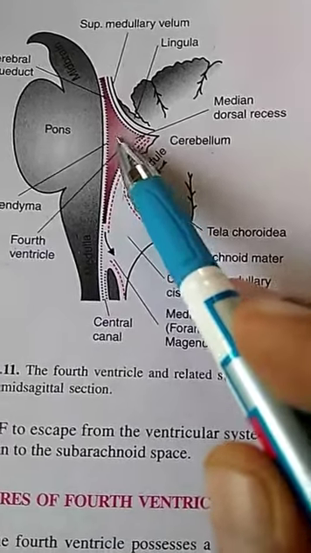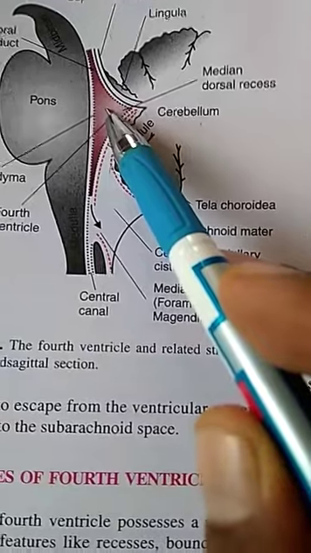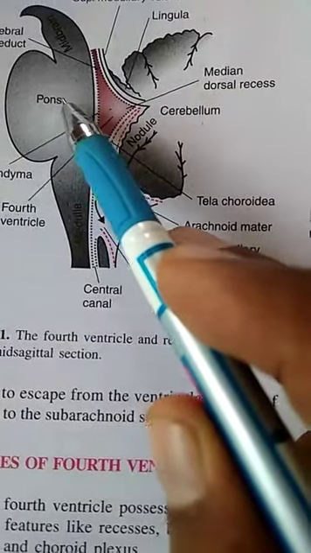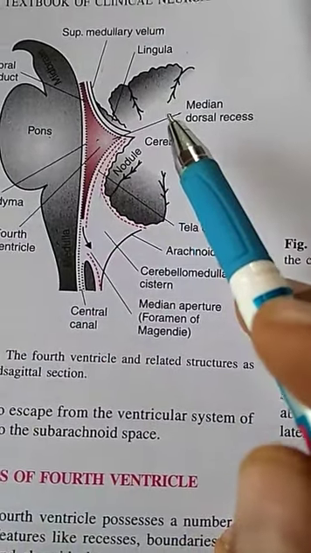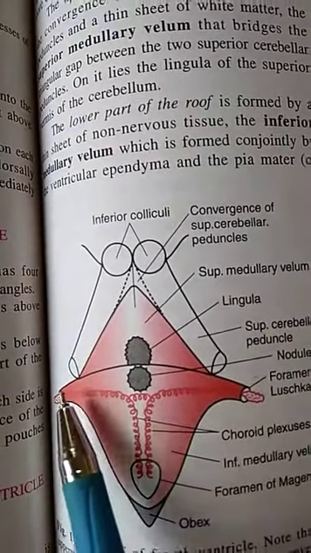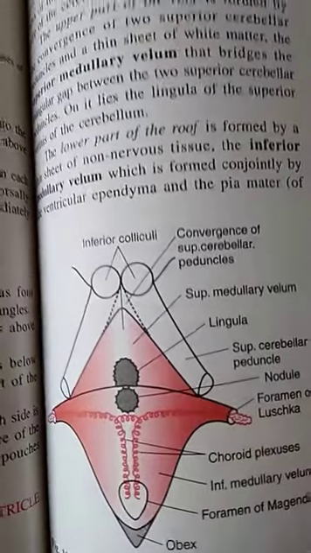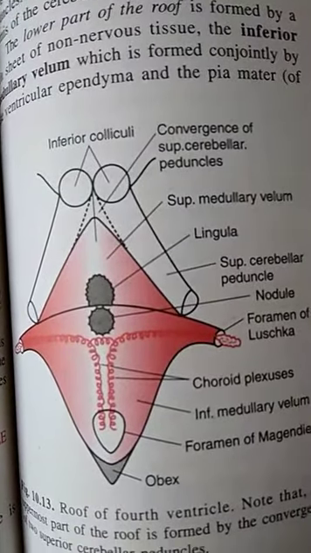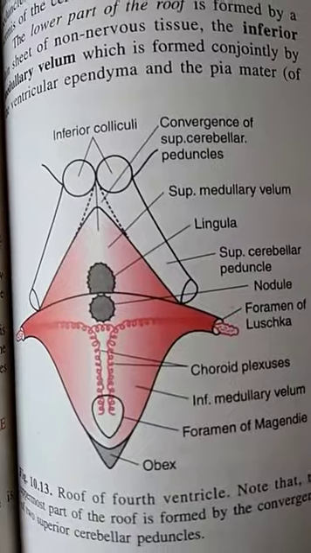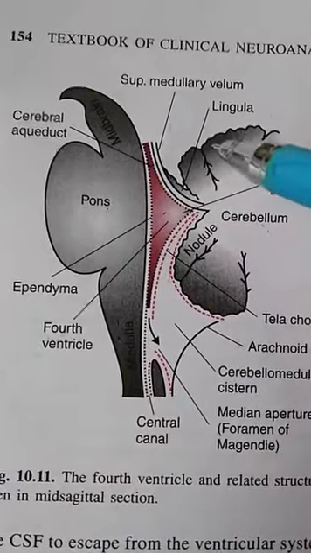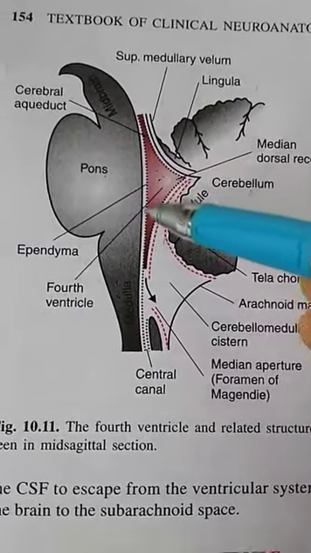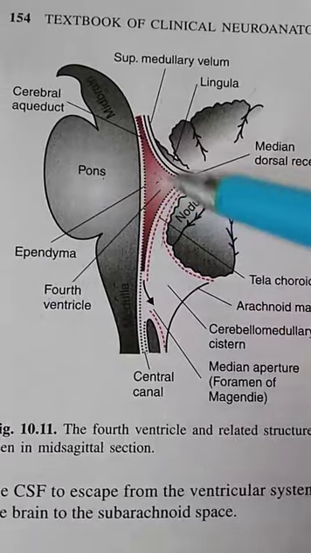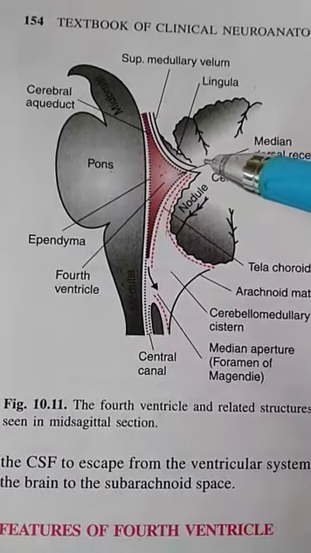As you can see, it is placed in the middle of various vital structures present in the pons, medulla and cerebellum. And second thing, the roof of the fourth ventricle possesses three openings which allow escape of CSF from the ventricular system to the subarachnoid space. So what is the fourth ventricle? It is a cavity of the hindbrain which is lined by ependyma and filled by cerebrospinal fluid.